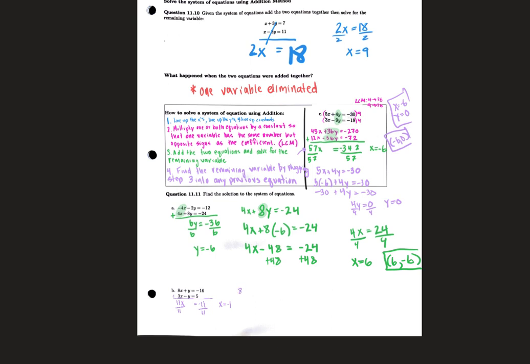And here we get 8x plus y equals -16. Plug the -1 in. So we've got -8 plus y equals -16. Add the 8 over, and we get y equals -8. So our solution to this one would be the point -1, -8.